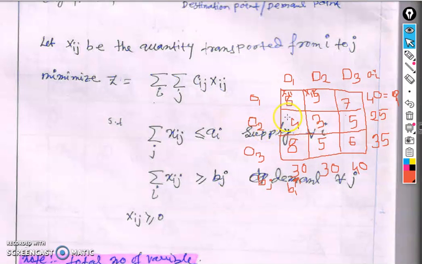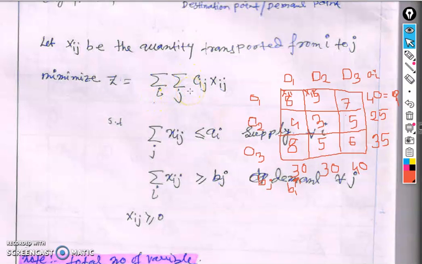and this one is C21x21, C22x22, C23x23, and so on. So here we write the mathematical formulation of this problem: the summation of Cij xij over i and j. So here we represent two summations over i and j.